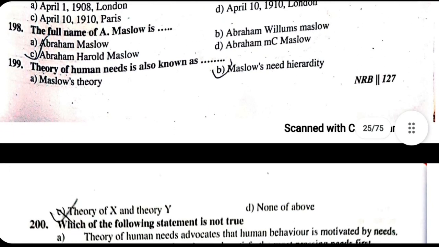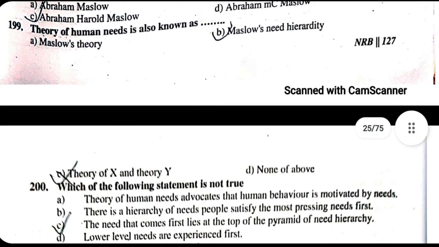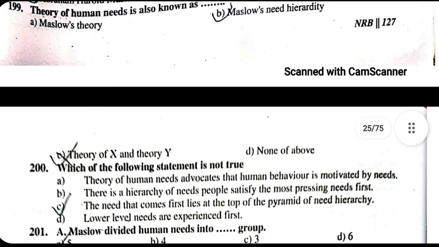Question 200. Which of the following statements is not true? A. The theory of human need advocates that human behavior is motivated by need. B. There is a hierarchy of needs. People satisfy the most pressing needs first. C. The need that comes first lies at the top of the pyramid of need hierarchy. D. Lower level needs are experienced first. The correct answer is C, which is not true: the need that comes first lies at the bottom, not the top, of the pyramid of need hierarchy.